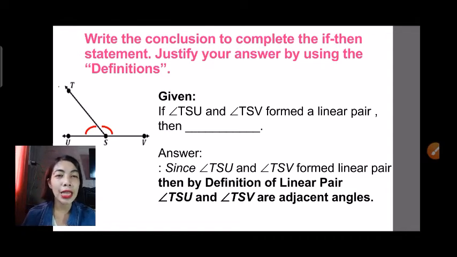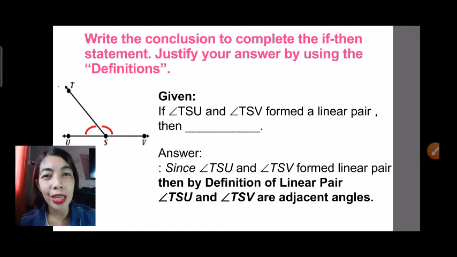Pwede natin gamitin yung definition of linear pair. So then, by the definition of linear pair, angle TSU and angle TSV are adjacent angles. Pwede rin natin siyang dugtungan. If angle TSU and angle TSV form a linear pair, then angle TSU and TSB are adjacent and supplementary angles. Okay? Because by the definition of linear pair.